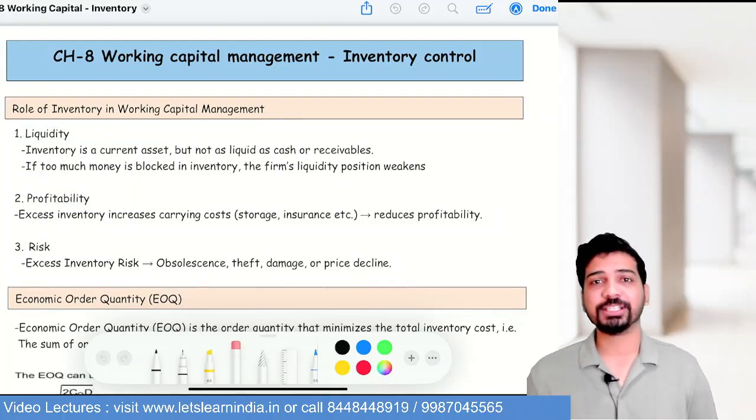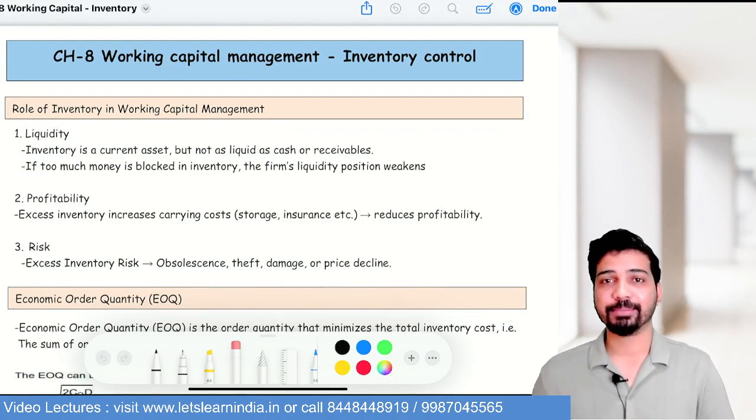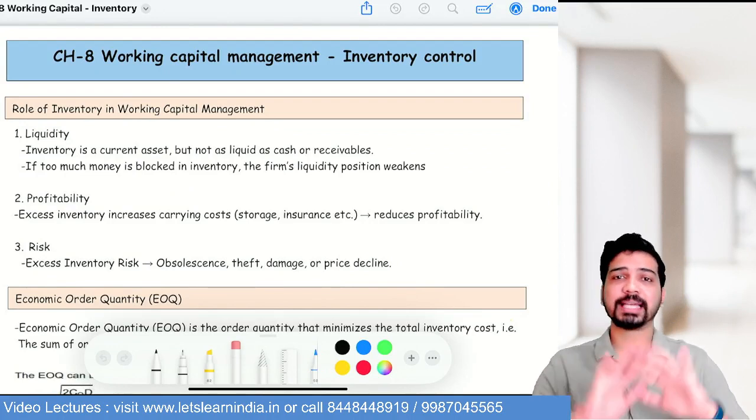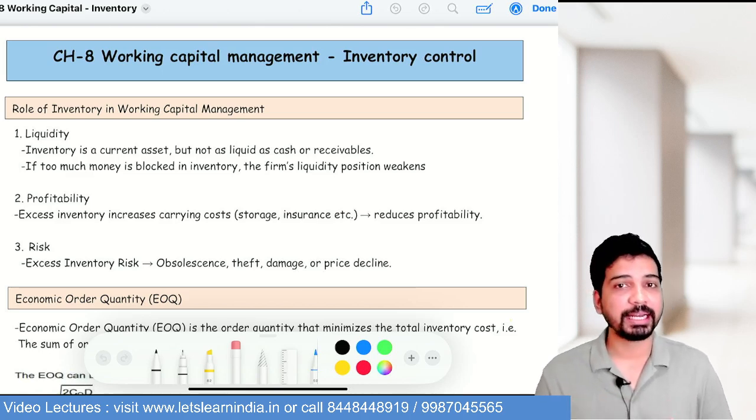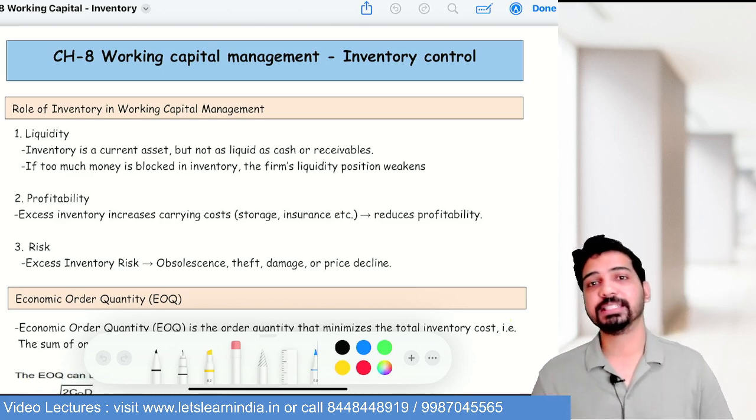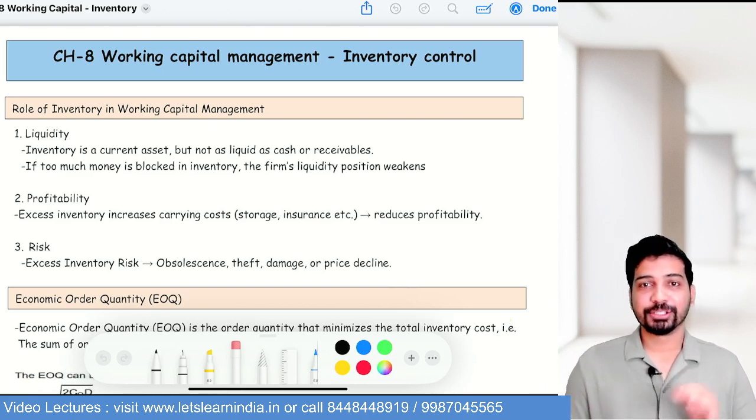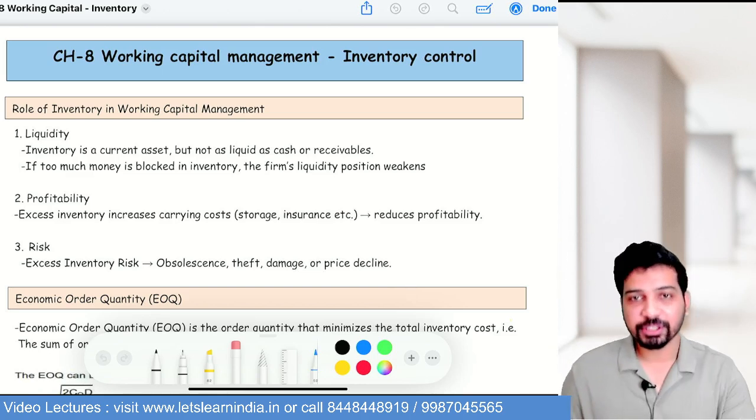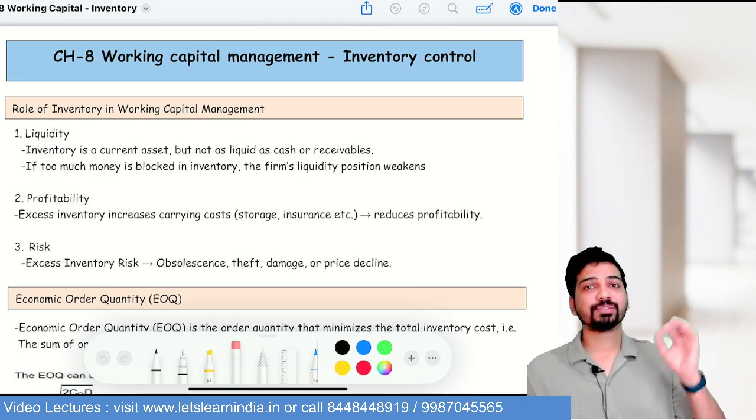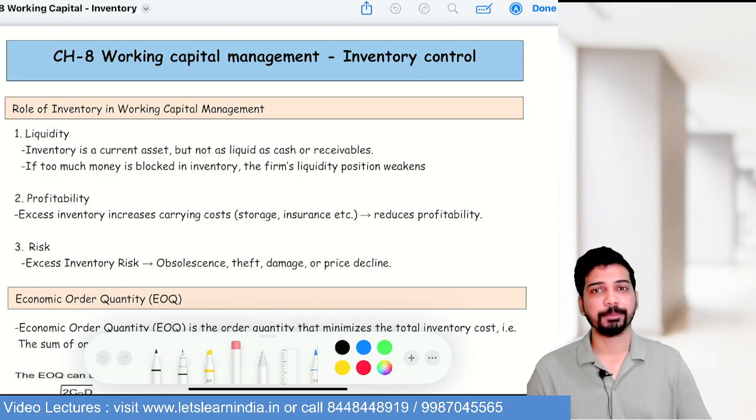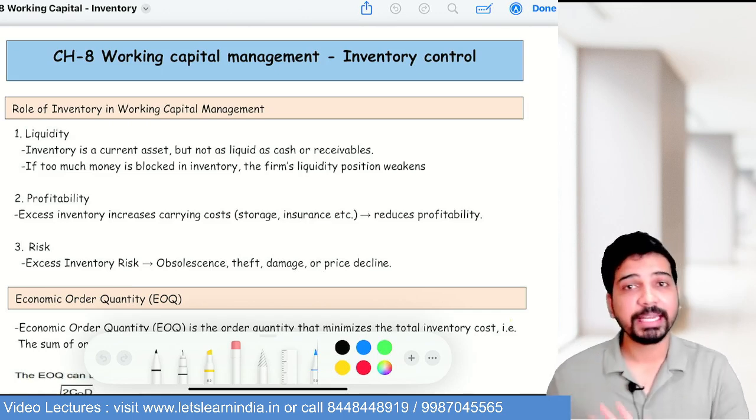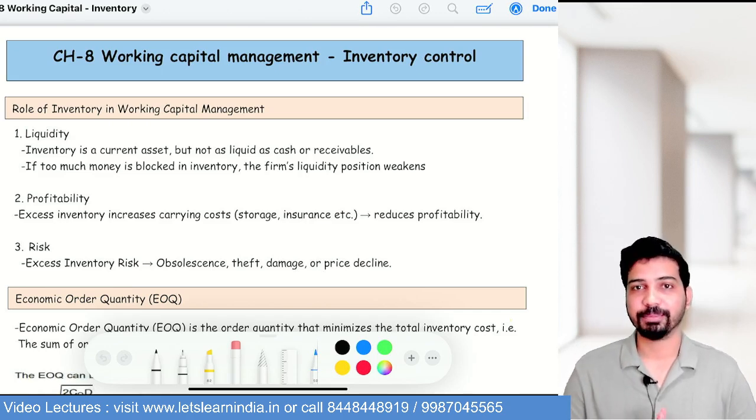We are going to start with the chapter Working Capital Management: Inventory Control. So this entire chapter is going to revolve around how we manage our inventory so that we increase our efficiencies in working capital. To begin with, the first basic question that comes to mind is: what is the role of inventory in the entire working capital management? Now, inventory plays a very crucial role in working capital management.